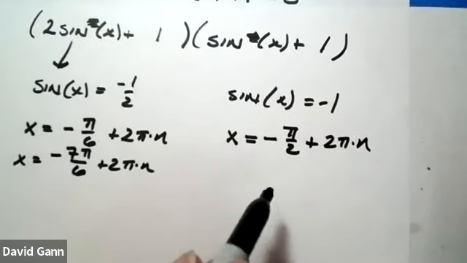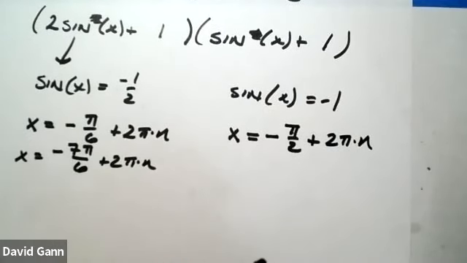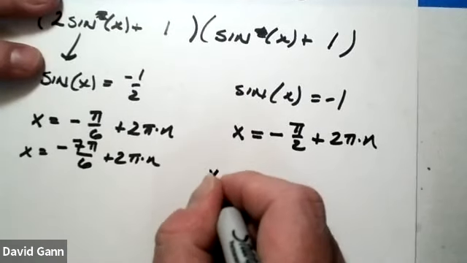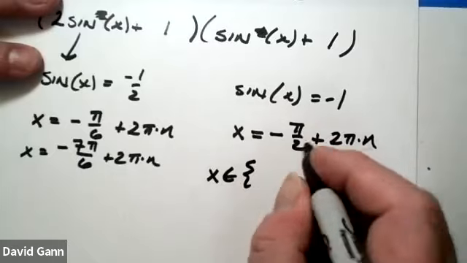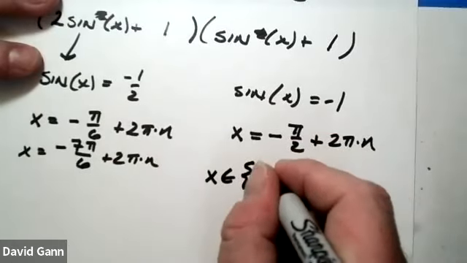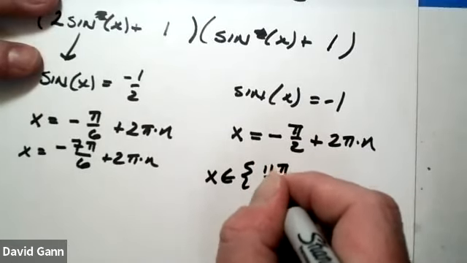So if we give ourselves the same restriction that we only want the solutions between 0 and 2 pi, then x would have to be a member of the set that contains, let's see, 11 pi over 6.